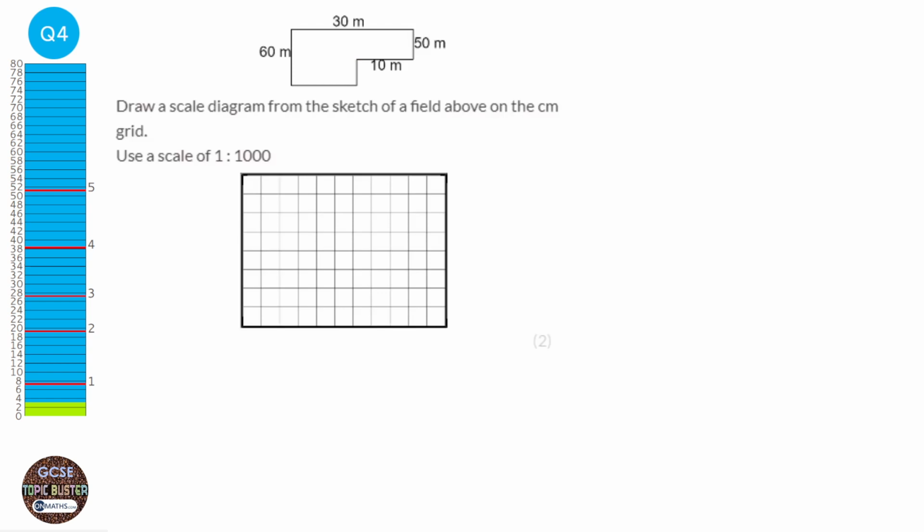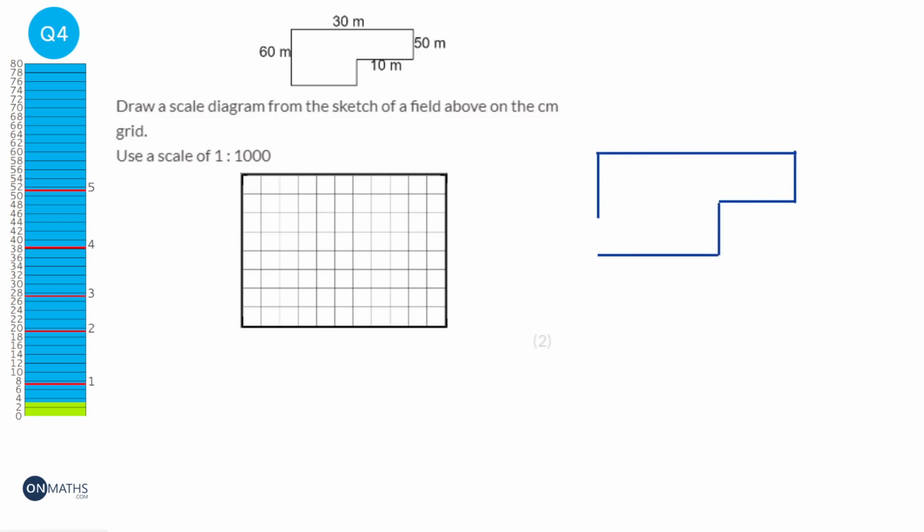First thing I'm going to do is just copy down this diagram to the side here, just so we can kind of see what's going on a little bit more. Just extend this a bit. Okay, so the first thing I'm going to do is convert the measurements here into centimetres. So we've got 3,000, 5,000, 1,000, and we've got 6,000.